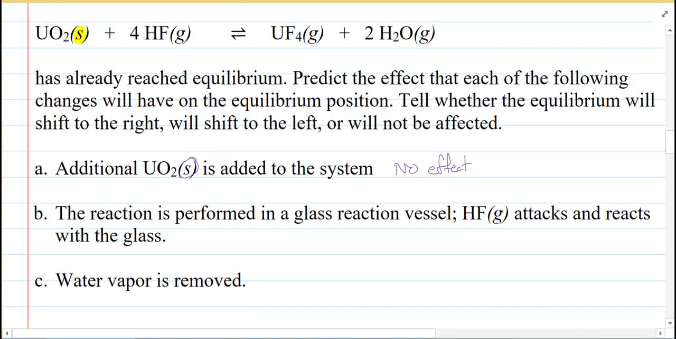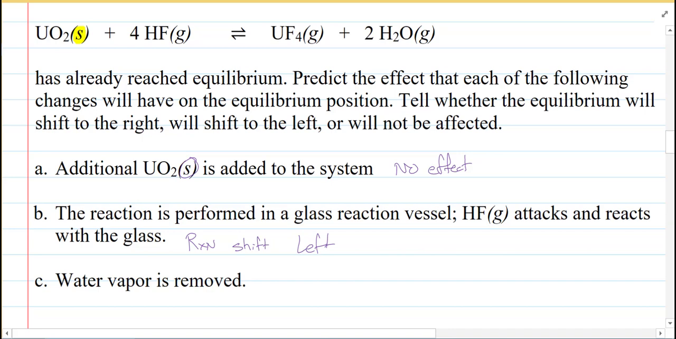B, the reaction is performed in a glass reaction vessel. HF attacks the glass because HF does dissolve glass and reacts with it. So that means if HF is reacting with the glass, we are removing HF because it's a reactant for another reaction. So you're removing HF from the system. If we remove HF, that means the reaction is going to have to go back to fill it in. So the reaction will shift left.